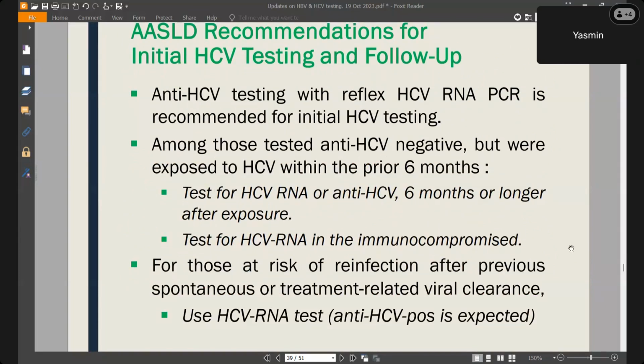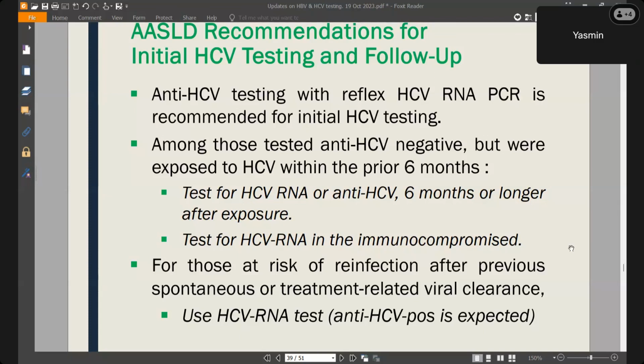Now, what's interesting is this. The American Association for the Study of Liver Disease has updated their guidelines and suggested the following. One, include reflex HCV RNA PCR for initial Hep C testing if they are anti-HCV positive. And among those who are negative but exposed to HCV within the last 6 months, test for HCV RNA or anti-HCV 6 months or longer after exposure. And if the person is immunosuppressed, of course, do HCV RNA.